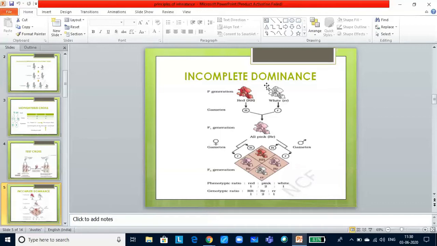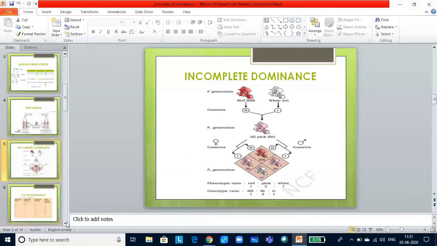Here, if the genotype is capital R capital R, the plant will produce a red flower. If it is capital R, small r, then the plant is going to produce a pink flower. And if it is small r small r, then it is going to produce a white flower. So here the phenotypic ratio and genotypic ratio are the same, that is 1:2:1. This is similar to the genotypic ratio of a monohybrid cross.